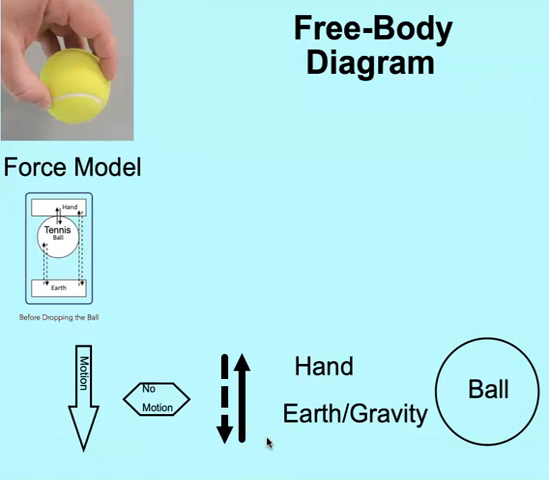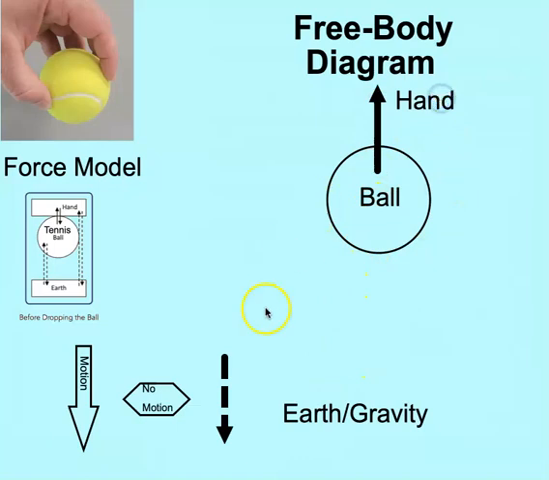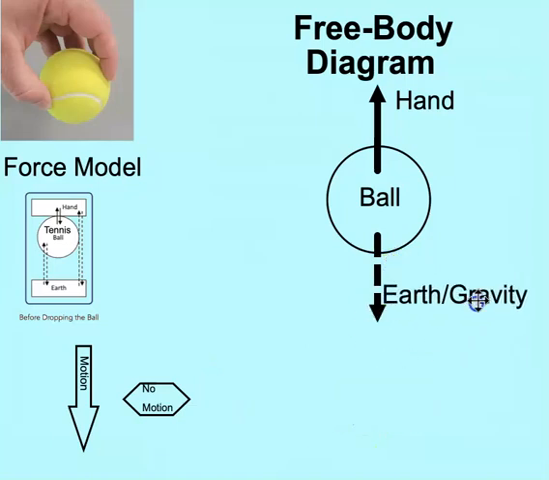So again, the components are the hand, the ball, and earth/gravity. So I'm going to start out by moving the ball up here. And then what I have to do is look at it and say, okay, what forces are actually acting on the ball? Well, I have the hand adding an upwards vertical force, so it's a pull force, so that's the hand. And then I have gravity providing a vertical downward pull force as well, and that's earth/gravity.